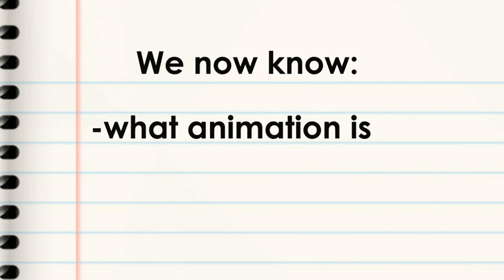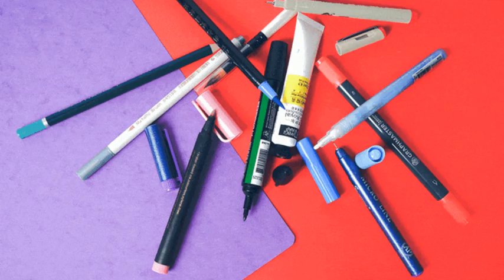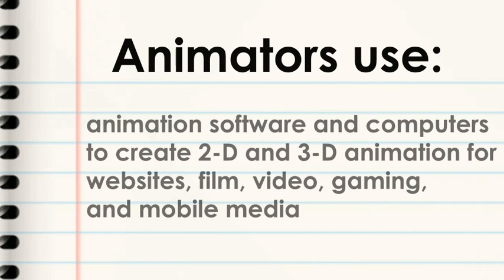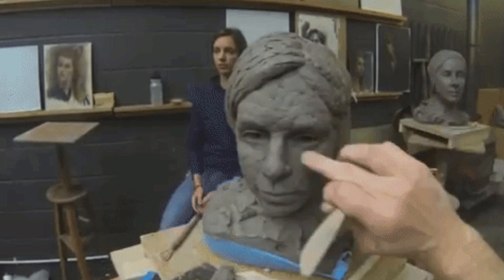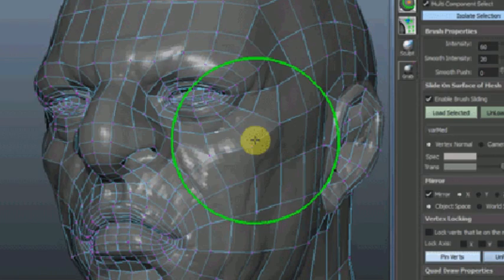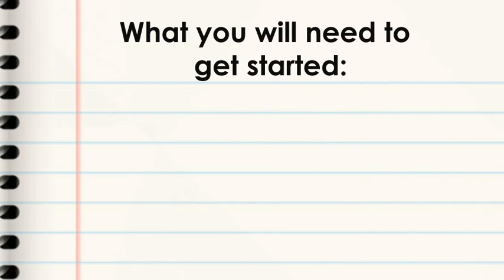Now that we know what animation is, the history behind it, the styles, and the studios that create them, let's talk about the tools that you would need to get started in creating an animation. Animators use animation software and computers to create 2D and 3D animation for websites, film, video, gaming, and mobile media. Drawing and sculpting skills still play a role in today's animation, but cutting-edge technology has combined with art to expand the field. Here are some software and technology you can use to get started.